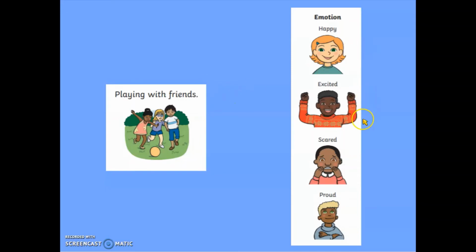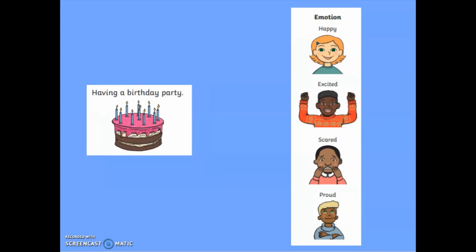This could be happy or excited, couldn't it? I think I would have a nice big grin on my face. I'd be smiling. And most likely happy. Finally, if you were having a birthday party, how might you be feeling? I would definitely be excited about the cake.